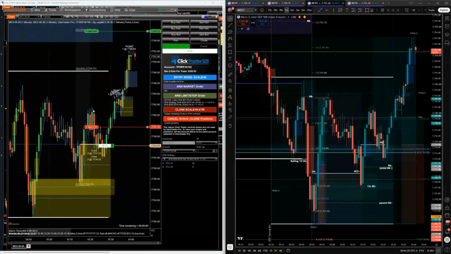Draw your Fibonacci on the confirmation leg. Or you could use the pullback leg, but in this case, it makes sense to use the confirmation leg. Your pullback leg into it is smaller. You could do that if you want tighter targets, right? I used the confirmation leg.